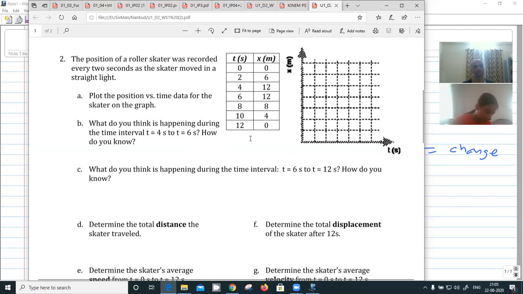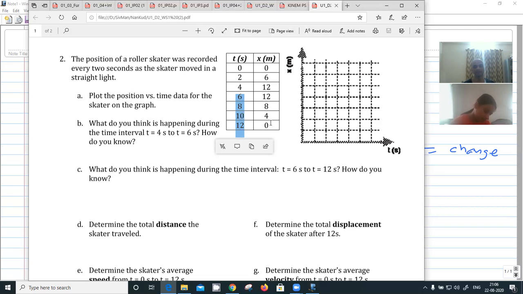What do you think is happening in the interval 6 to 12? From 6 to 12, time is increasing, but distance is decreasing, right? 12, 8, 4, 0. So it is moving in the opposite direction. It's moving towards negative x.